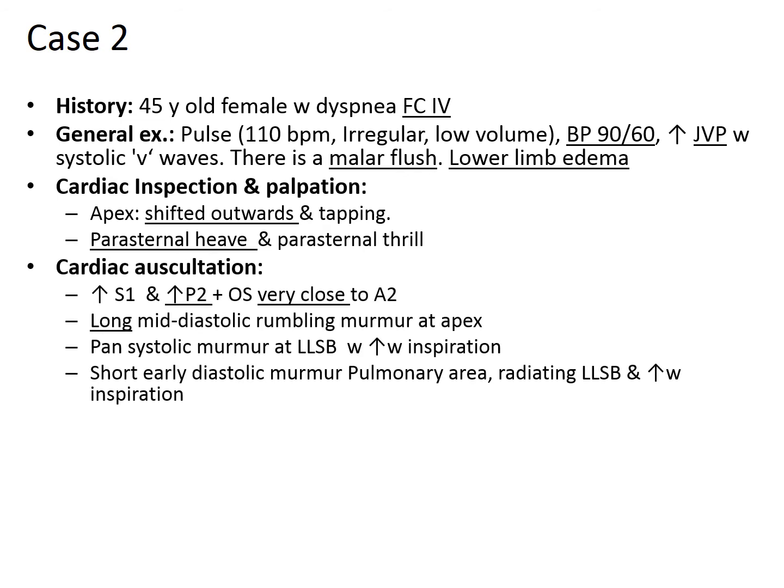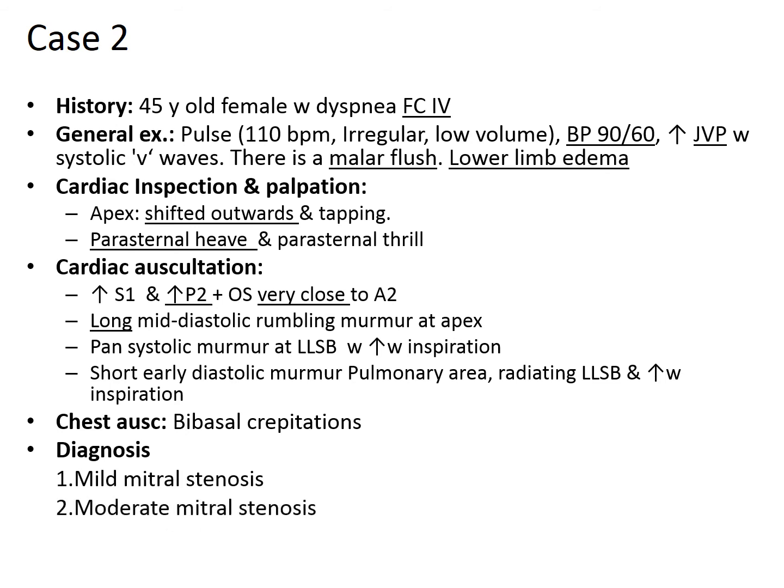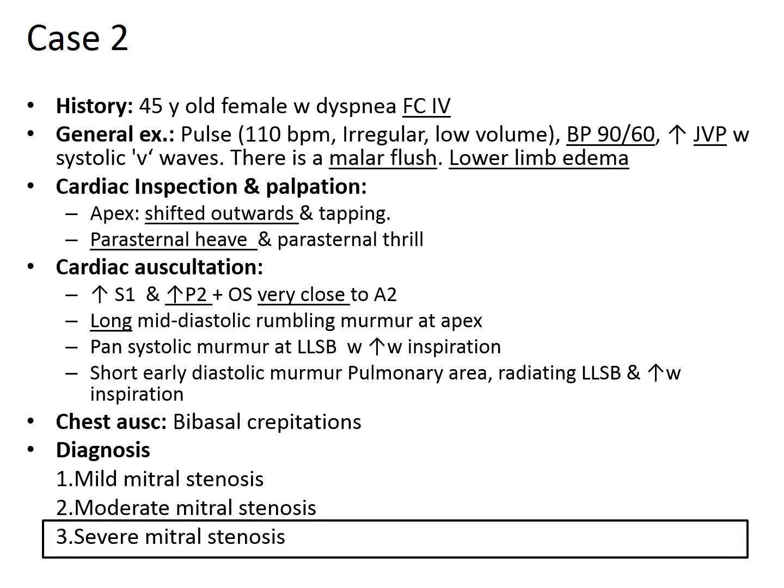Cardiac auscultation revealed a loud first heart sound, a loud pulmonary component of the second heart sound, an opening snap very close to the second heart sound. A long mid-diastolic murmur heard at the apex, a pansystolic murmur that increases with inspiration is heard at the left lower sternal border. There is a short early diastolic murmur over the pulmonary area, increasing with inspiration and radiating to the left lower sternal border. Chest auscultation revealed bilateral basal rales or crepitations. The diagnosis of this case is mild mitral stenosis, moderate mitral stenosis, or severe mitral stenosis? The correct answer is severe mitral stenosis.